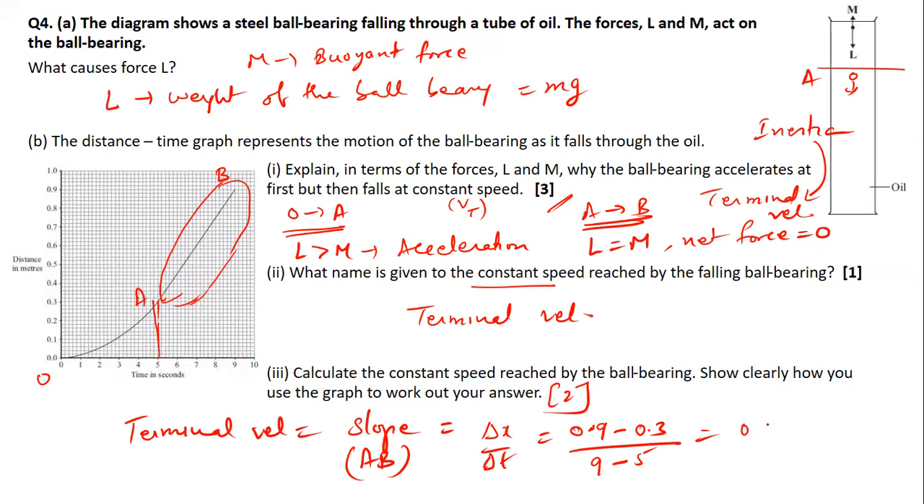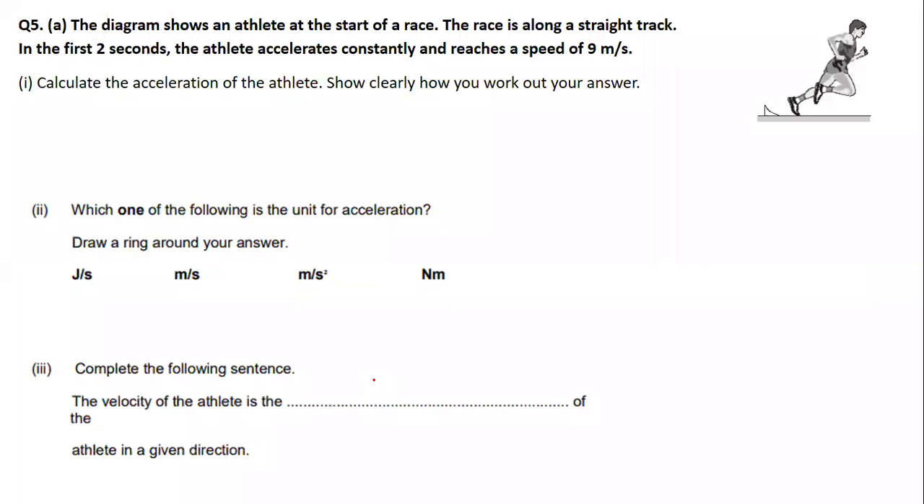Okay? Did you get it? 0.6 divided by 4, so this would be 0.15. What's the unit? It's meters per second. Okay? So you have got this here. Any doubts on this so far? No. Okay. Now let us look at the next one.